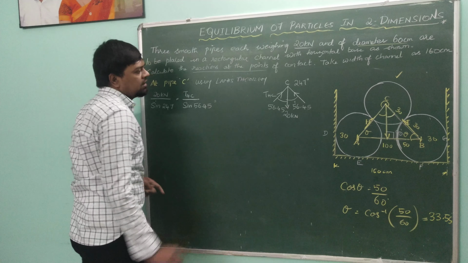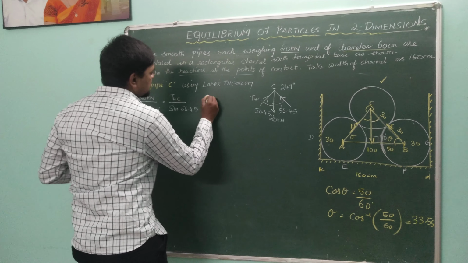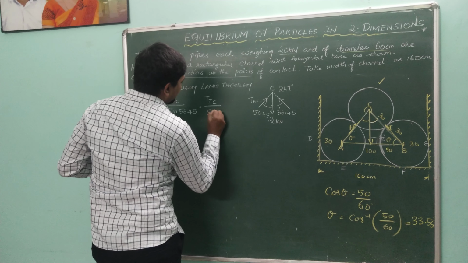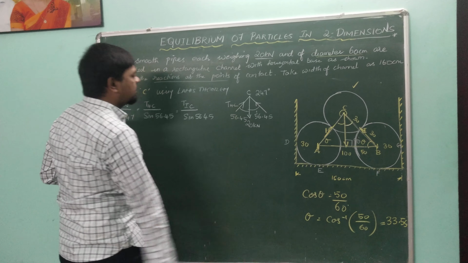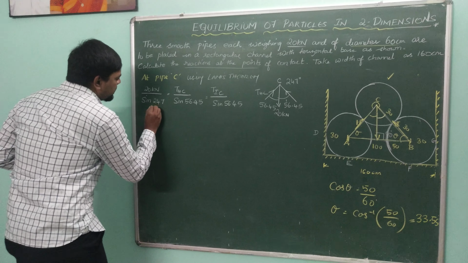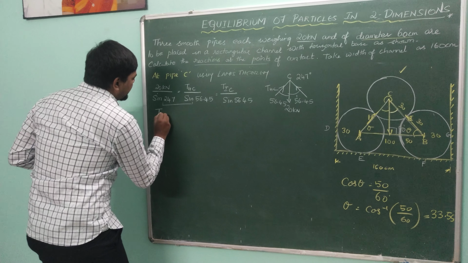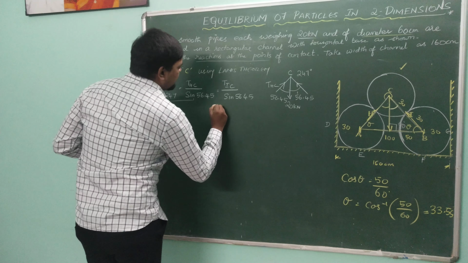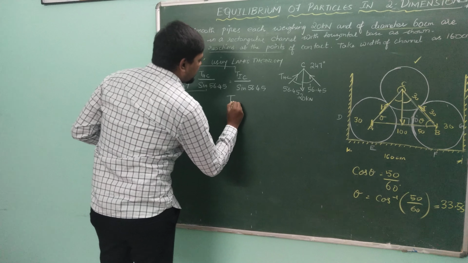That is 56.45. Similarly here the tension IC, that is also going to be divided by sine 56.45, that is this angle. Now I can cross multiply these two because we know this value and find the value of T_HC. Similarly we can cross multiply these two and find the value of T_IC.